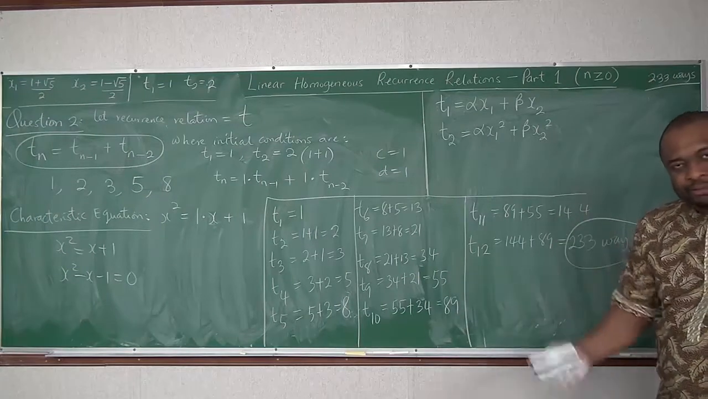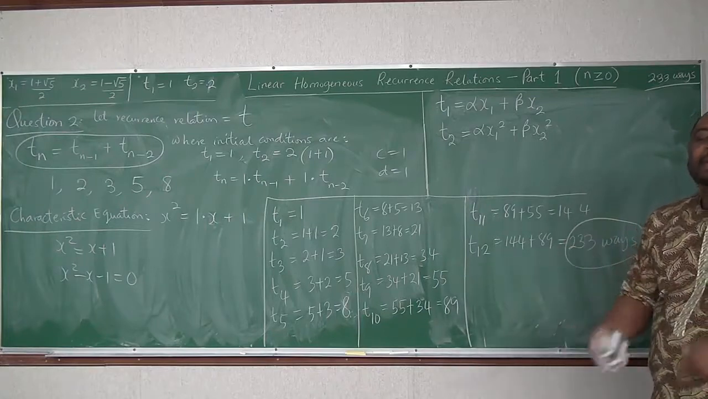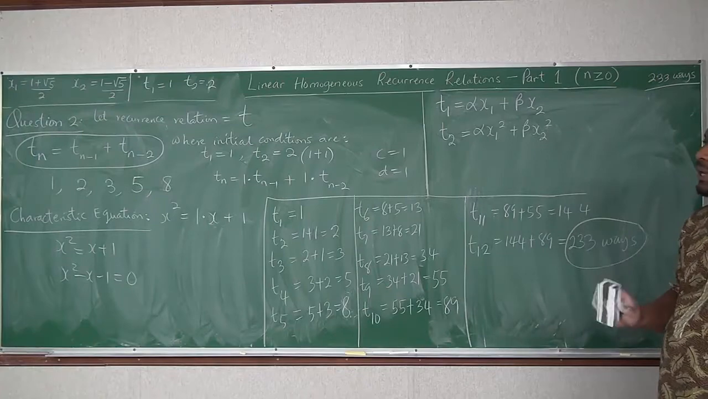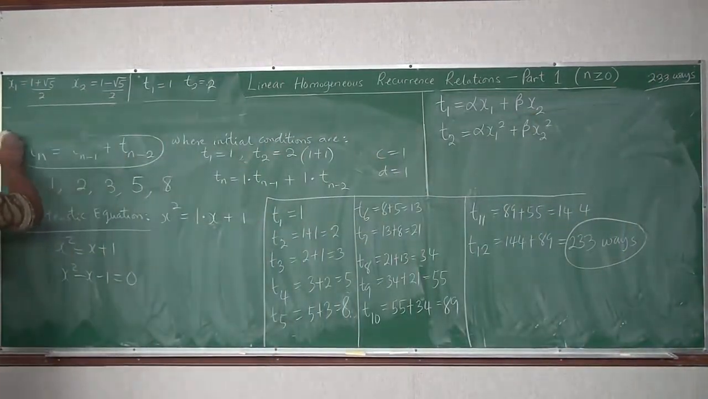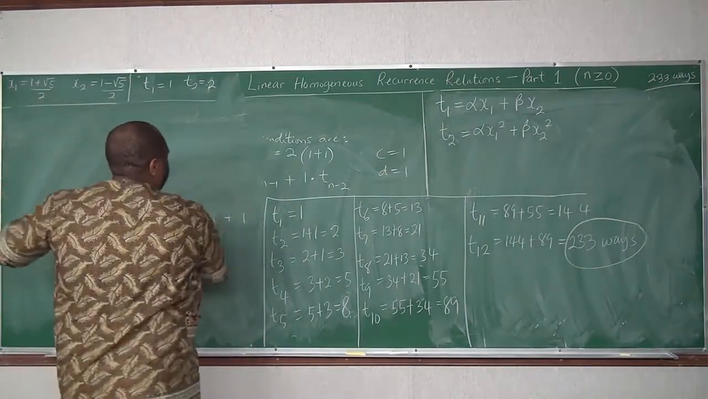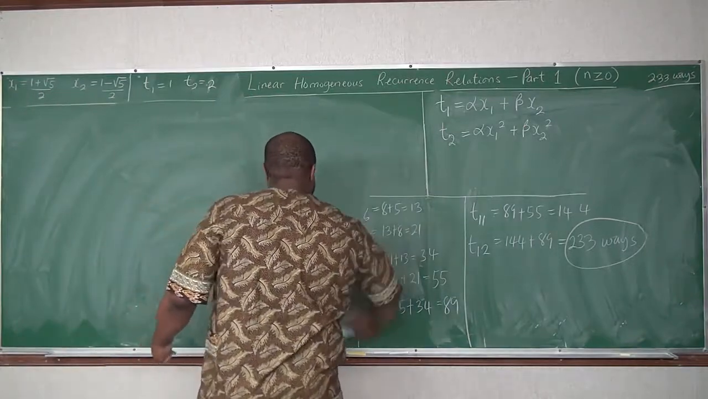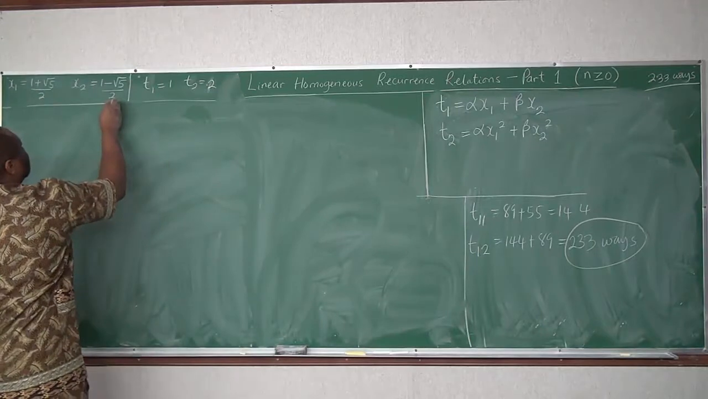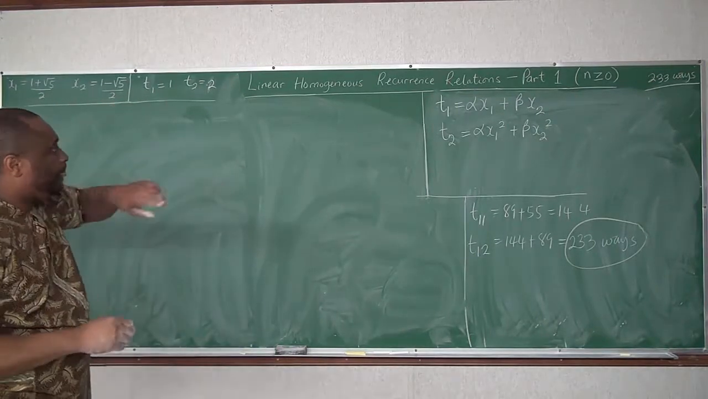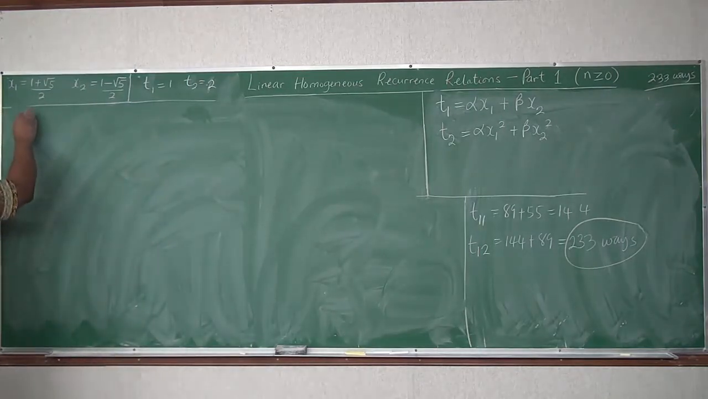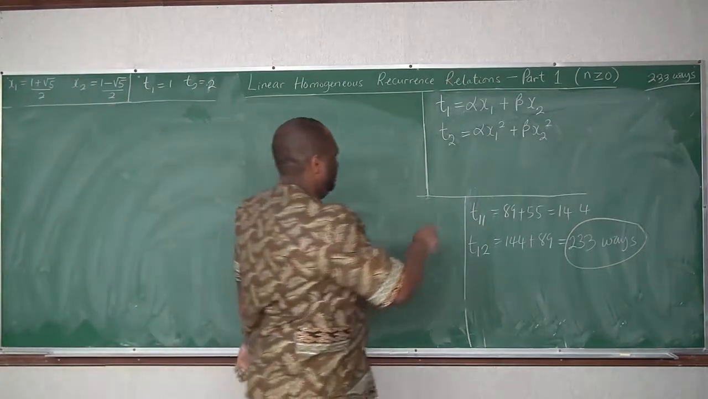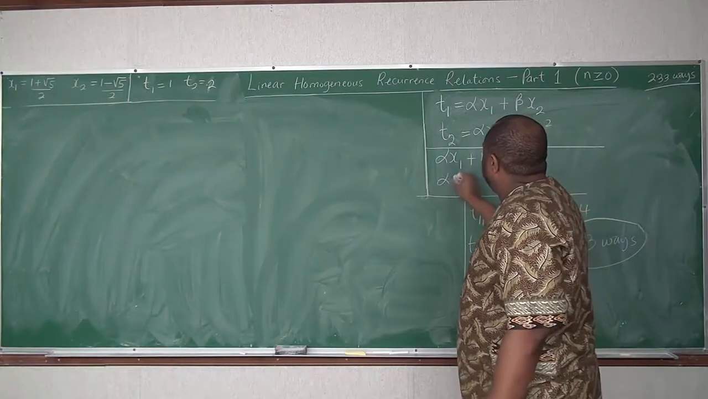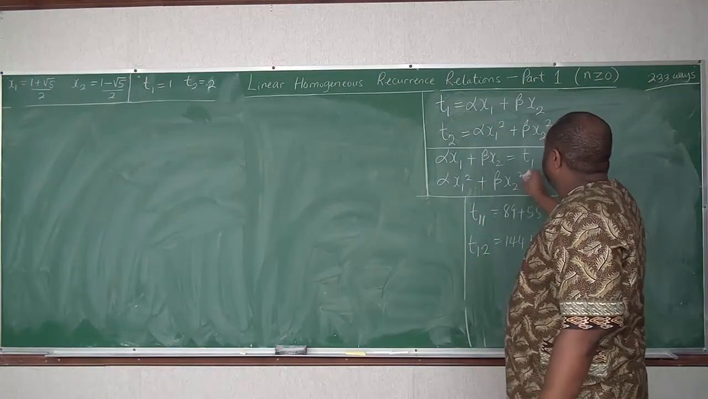If you want to really understand it, you do problems. Keep doing problems, then you understand it. So let's go ahead and do this again and get our alpha and beta, very important. Let me write it the other way around. This means alpha x1 plus beta x2 is T1, and alpha x1 squared plus beta x2 squared is T2.